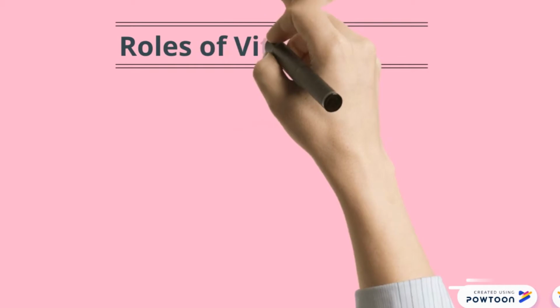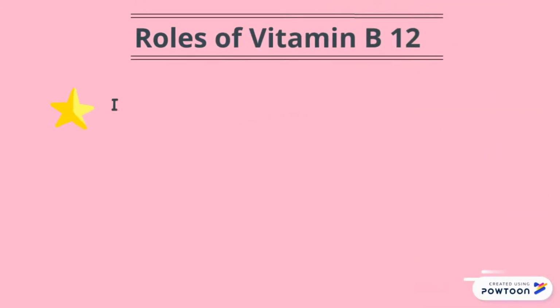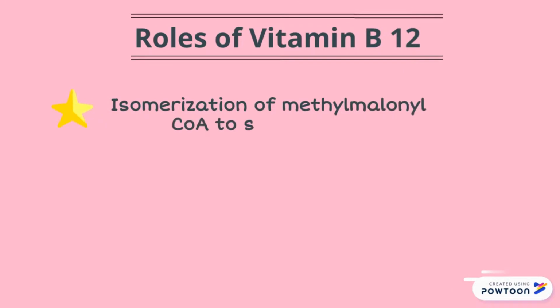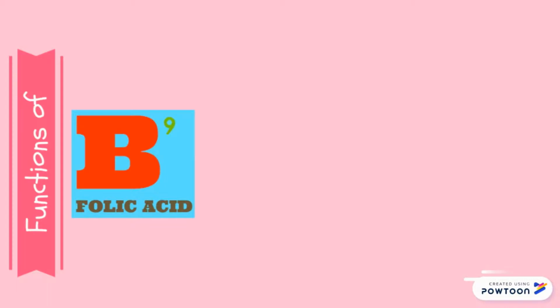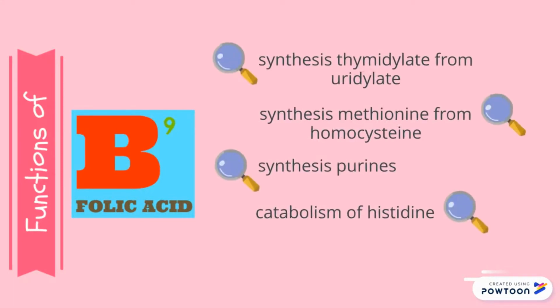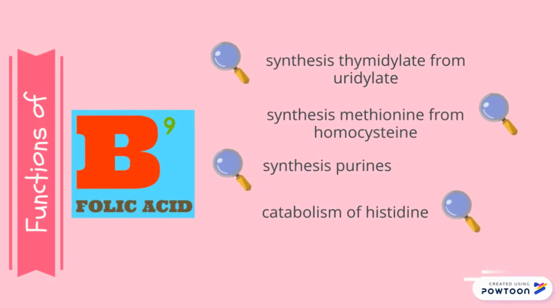Role of vitamin B12. First, isomerization of methylmalonyl CoA to succinyl-CoA. Second, synthesis of methionine from homocysteine. Functions of folic acid are to synthesize thymidylate from uridylate, synthesize methionine from homocysteine, synthesize purine, and catabolism of histidine.